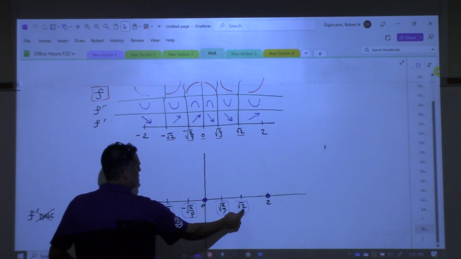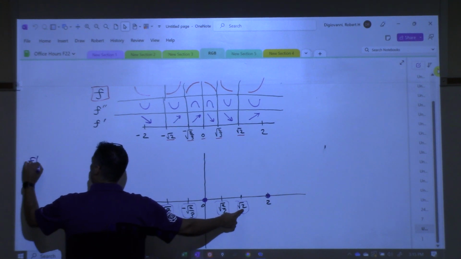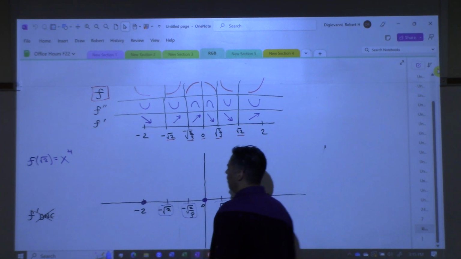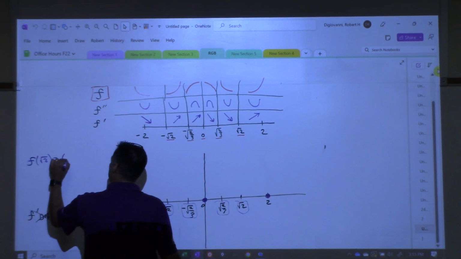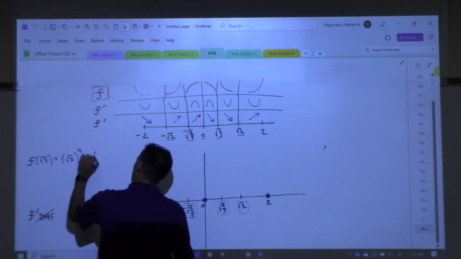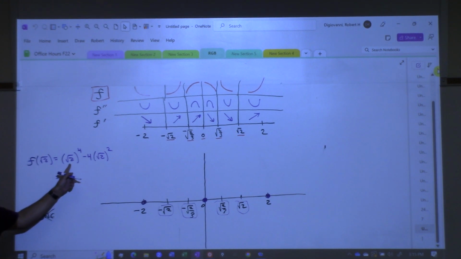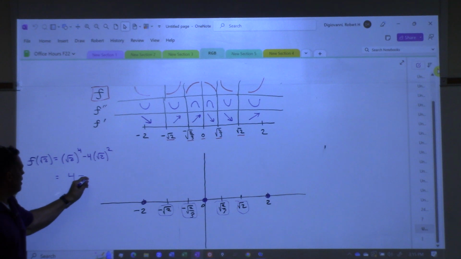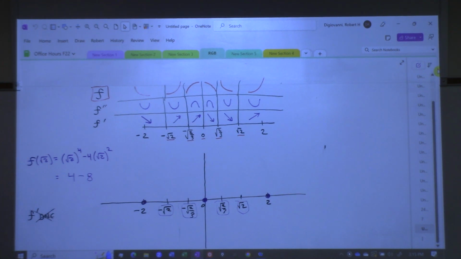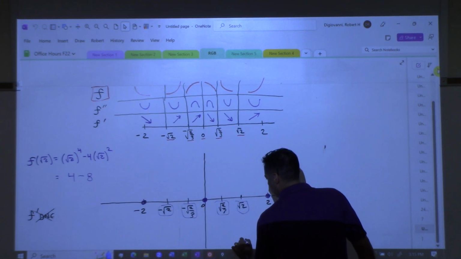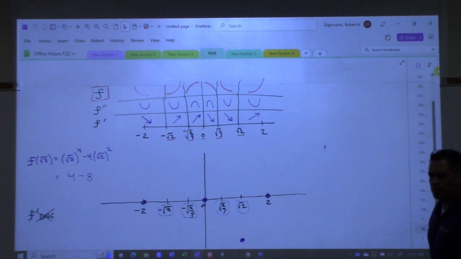Let's do the positive one. What if I took root 2 and plugged it into the original function? What's f of root 2? Remember the function was x to the 4th minus 4x squared, so it's going to be square root of 2 to the 4th minus 4 times the square root of 2 squared. What's that? What's root 2 times root 2 times root 2 times root 2? 4. Minus root 2 squared is 2, so take away 8. You get negative 4. So down here, I'd be at negative 4. Do y'all see what I'm doing?